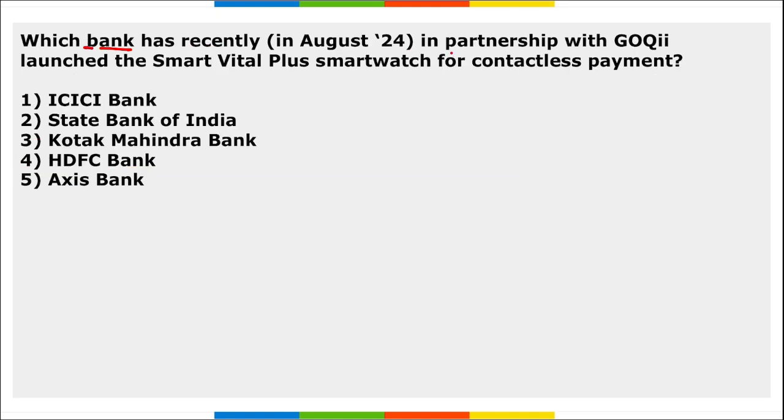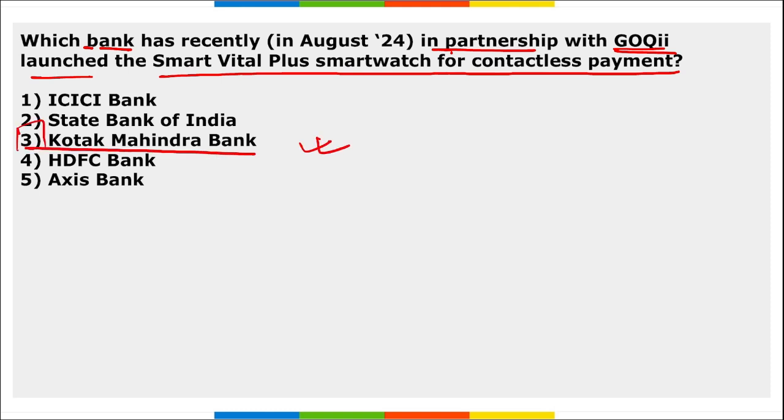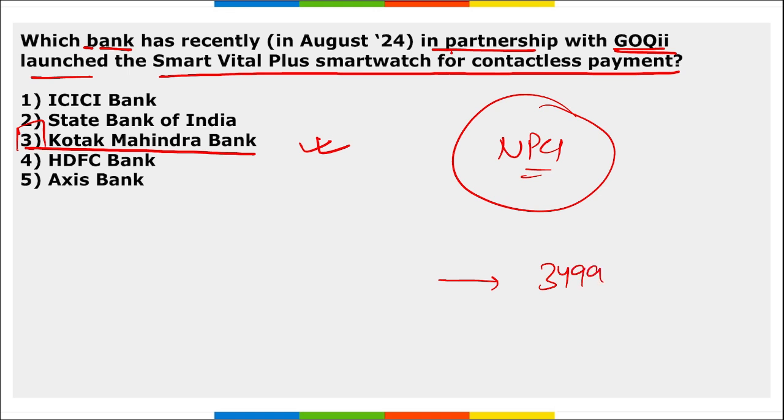Next, which bank has recently, in partnership with Goki, launched the Smart Vital Plus smartwatch for contactless payment? It is Kotak Mahindra Bank. Right, this is a leading Indian private sector bank. They, in partnership with smart tech enabled healthcare platform Goki, have announced the launch of Kotak Goki Smart Vital Plus smartwatch. It is a wearable and a contactless RuPay on the go payment solution. It was powered by National Payments Corporation of India. The introductory price of this watch on the website is around 3,499 rupees.